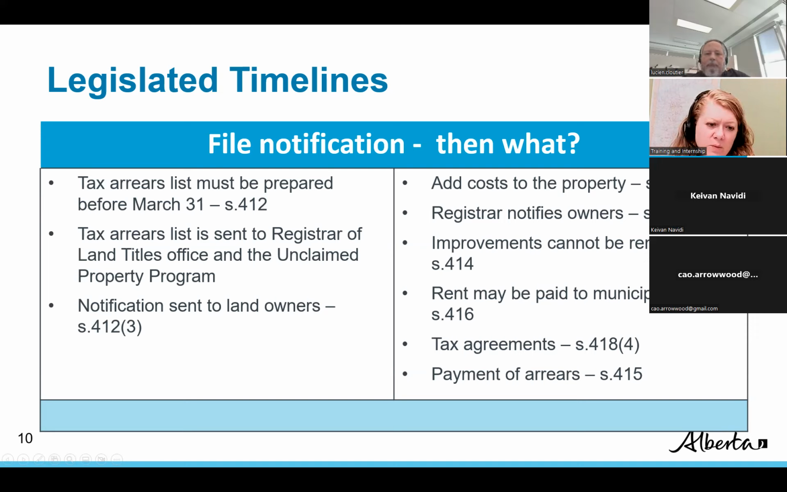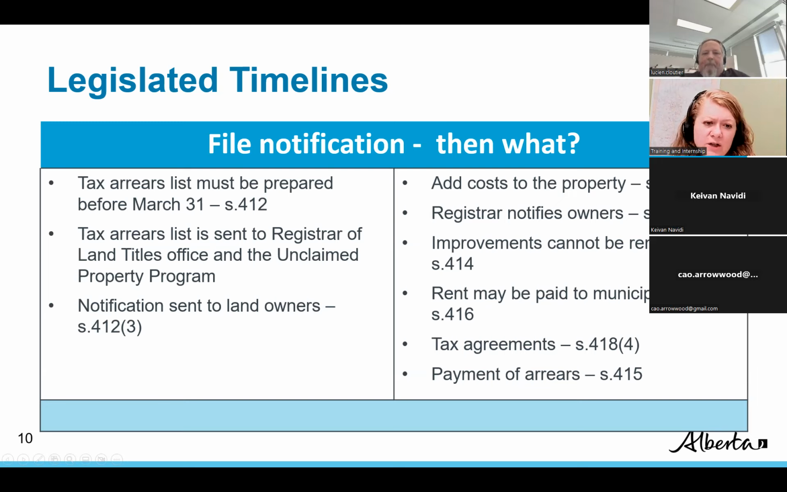And an agreement ends when the term has expired or when it is breached by an owner missing a scheduled payment. There are no provisions for second chances if a payment is missed, or third or fourth or even fifth chances that we sometimes get asked about. If the agreement is breached, the tax recovery process resumes where it left off, and your agreement should specifically state this.